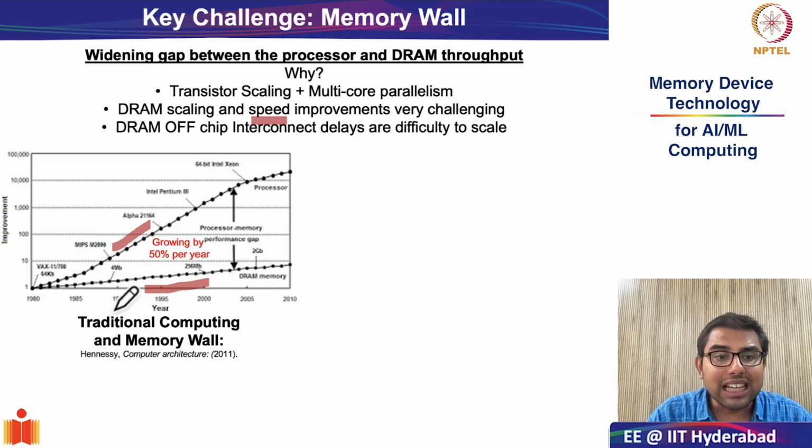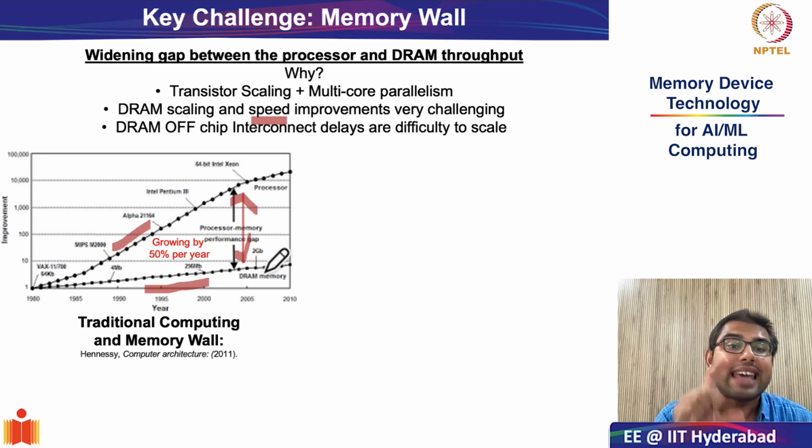This is because as years pass by, there is a growing difference in the throughput between the processor subsystem and the DRAM memory. That simply means that the processor can process data at a much higher rate and is much hungrier for data than the throughput of the DRAM memory subsystem. And this growing gap is called the memory wall, or the processor-memory performance gap.